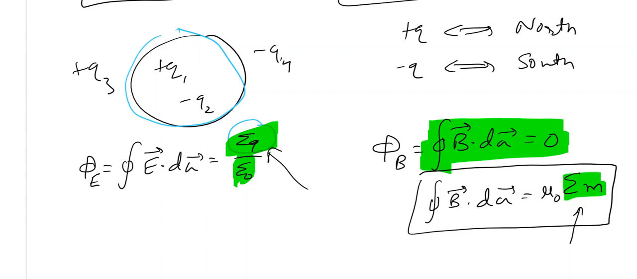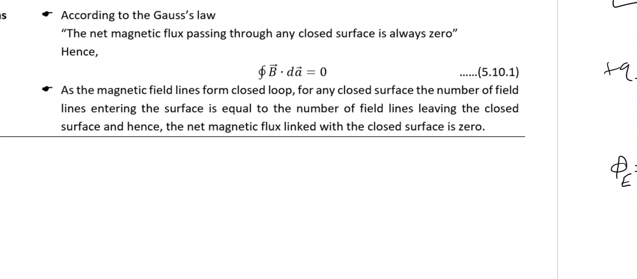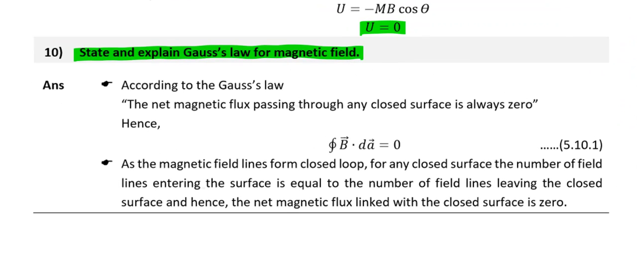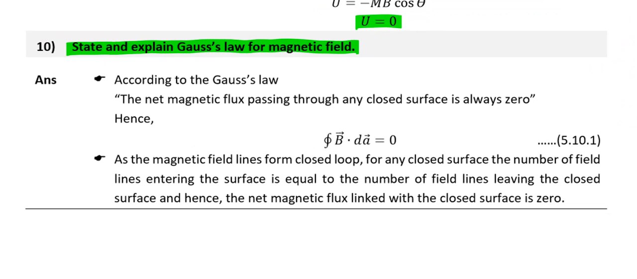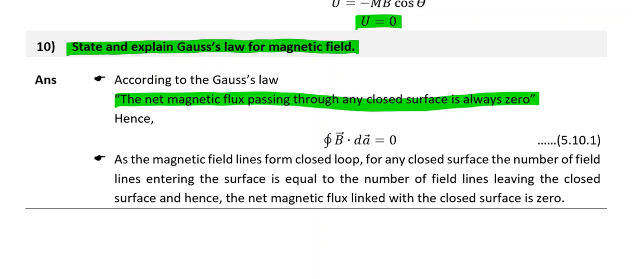And what is the reason? The reason is magnetic monopoles don't exist. Otherwise the answer would have been this. But as magnetic monopoles don't exist, the answer is 0. So this is Gauss's law for magnetic flux. The statement is: the net magnetic flux passing through any closed surface is always zero.